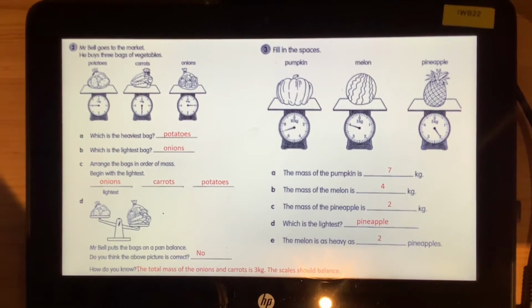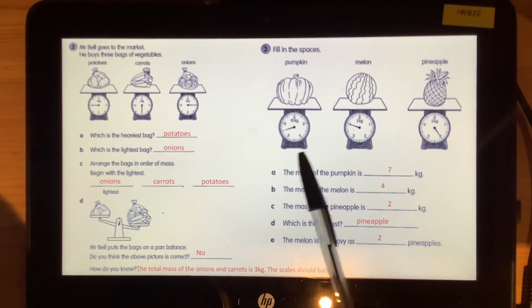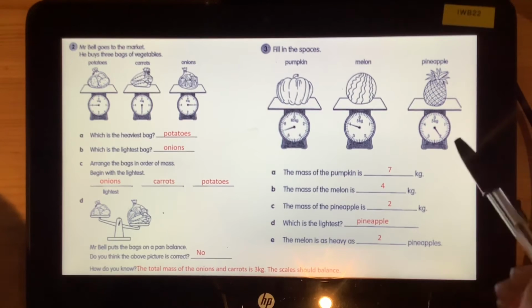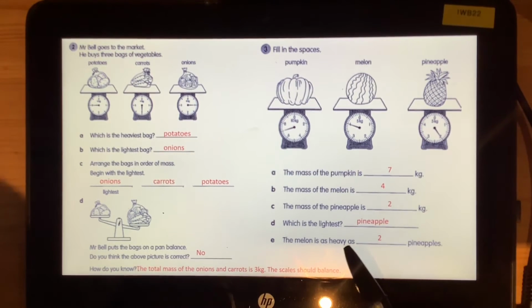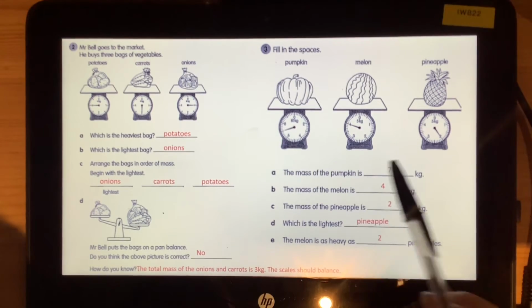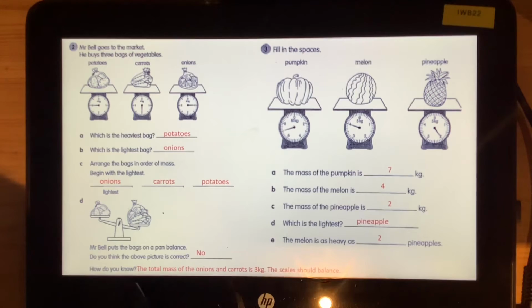Let's look at question 3. Fill in the spaces. We've got pumpkins, melon and pineapple. Now the pineapple has a mass of 2 kilograms. The melon has a mass of 4 kilograms. And that's relatively simple because the needle is pointing directly at the number.